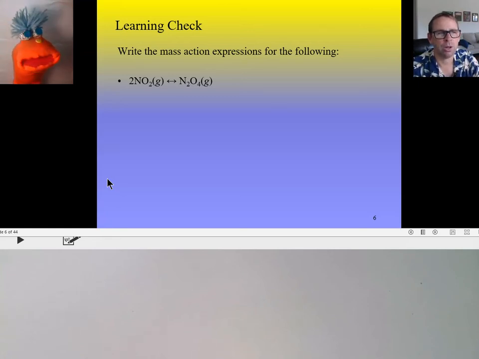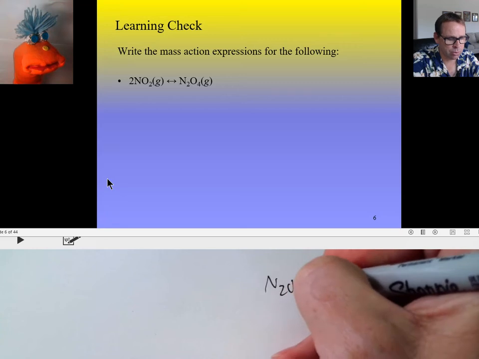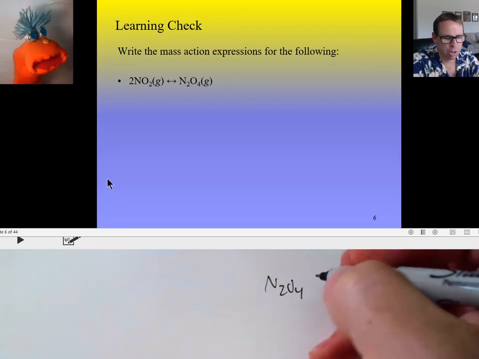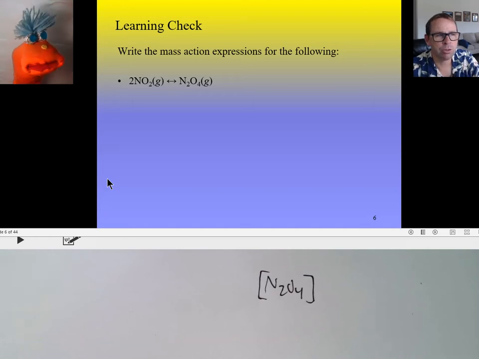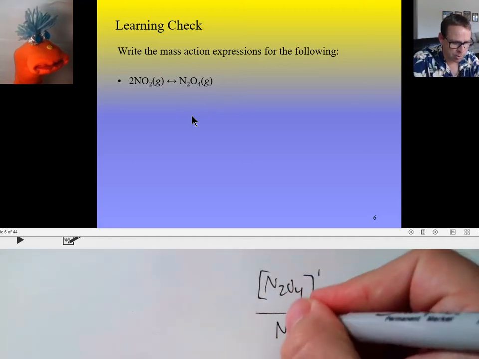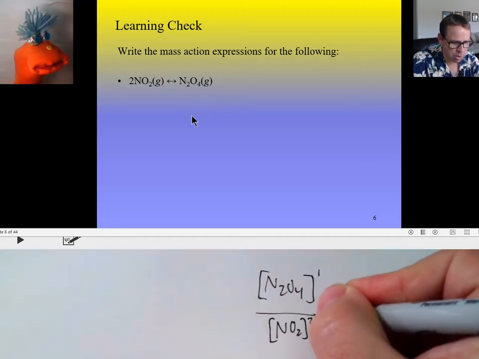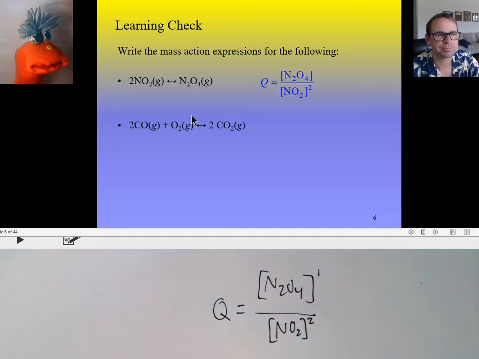Do you remember? The notes said you take the products. Right, products. So N2O4. Is it the concentration of them? That's right. Those little brackets mean the concentration of those products, and you raise it to the coefficient. It's just one, though, right? That's right. Then you divide it by NO2 concentration squared. Very good. That would be my mass action expression. Excellent.